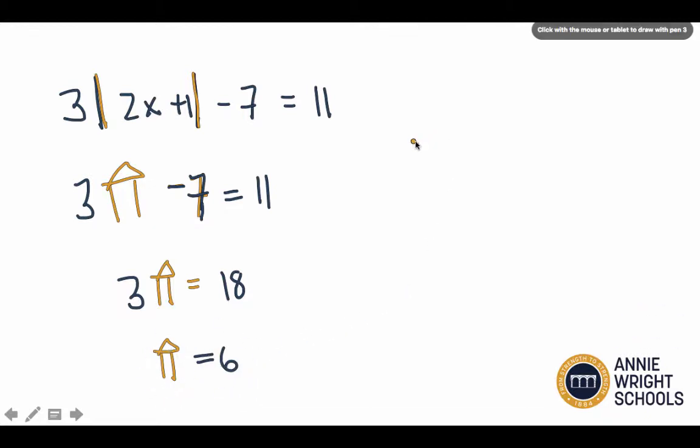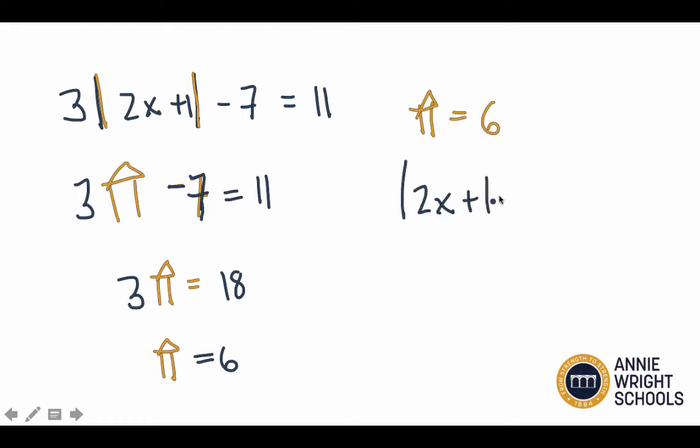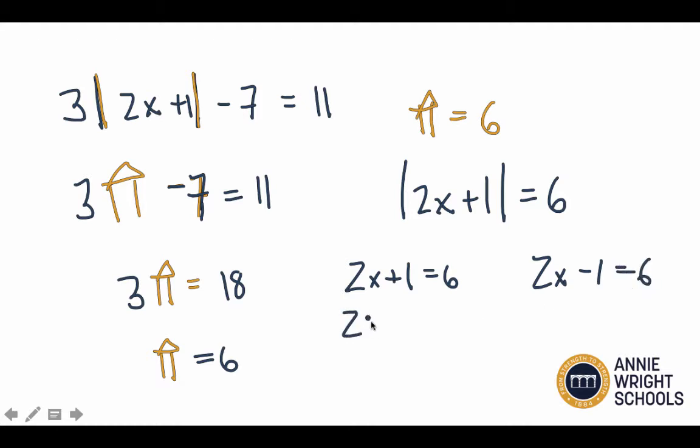Now go back, and instead of writing house equals 6, write that the absolute value of 2x plus 1 equals 6. From here, you would say 2x plus 1 equals 6, or 2x plus 1 equals negative 6. That means 2x equals 5, or x equals 5 halves. That means 2x equals negative 7, or x equals negative 7 halves.